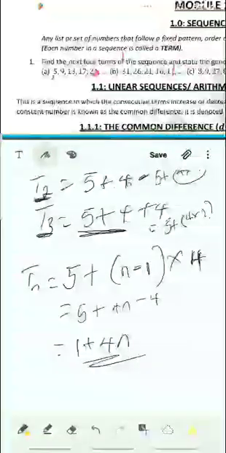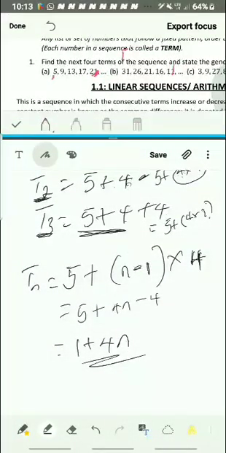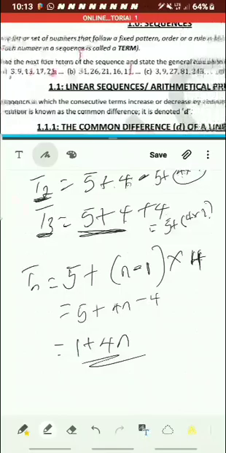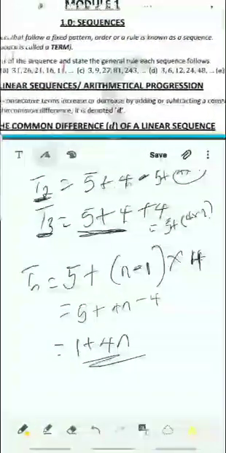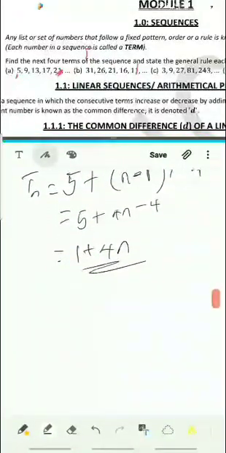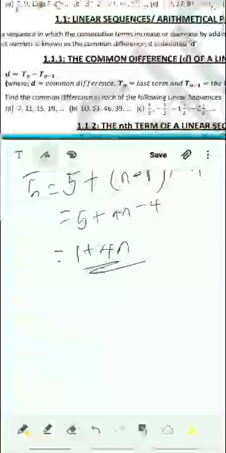If you look at the definition again, any list or set of numbers that follow a fixed pattern, order, or a rule is known as a sequence. So you see that every one of these sequences, all the sets of numbers that we've considered so far, they follow a particular pattern. Okay, that's that about that.